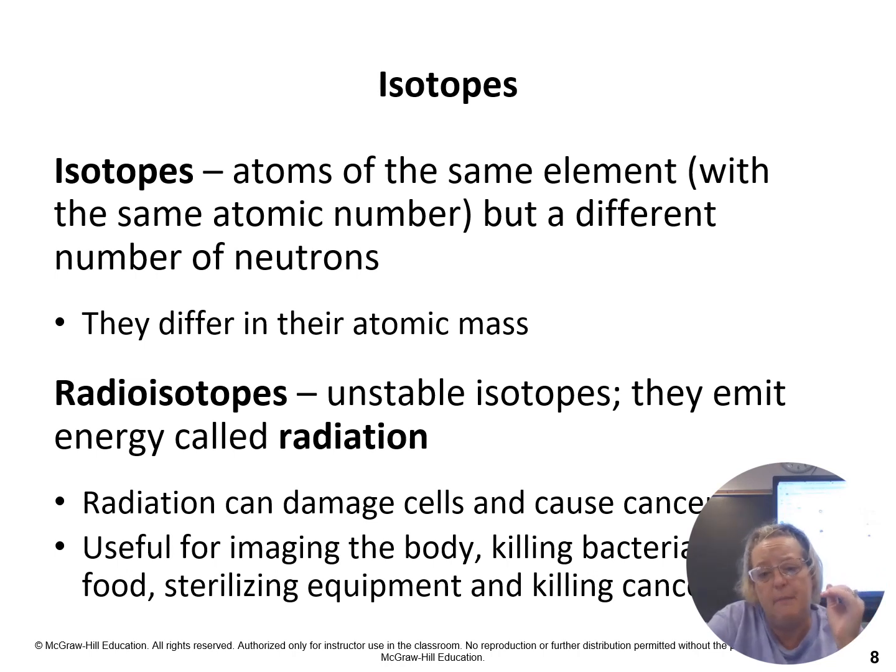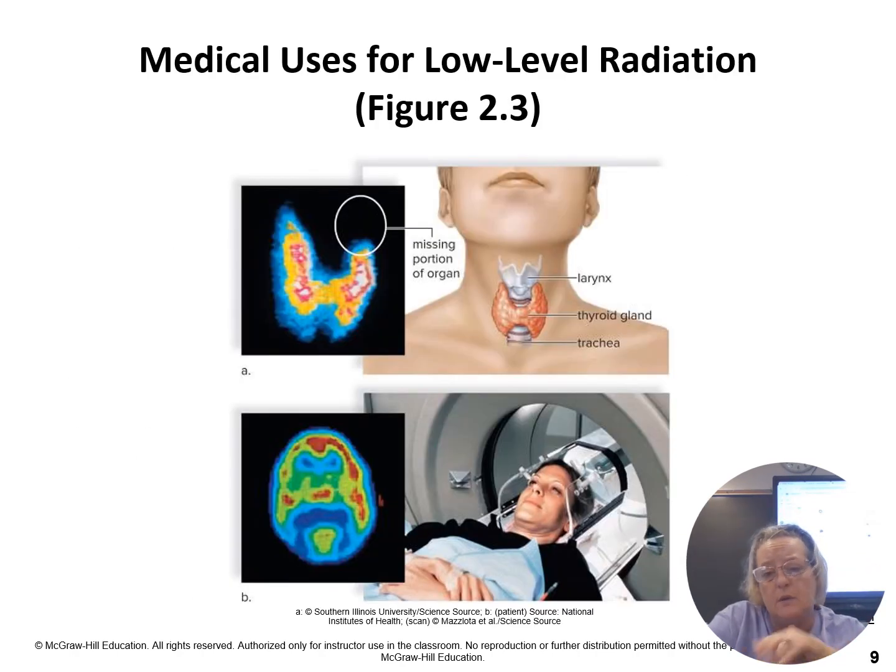Radiation can be used in many different ways medically. You can read about that in the book. It's imaging the body, killing bacteria, sterilizing equipment, killing cancer, but it can also damage cells. And I want you to read that section for sure in the book. These are a couple of the medical uses.